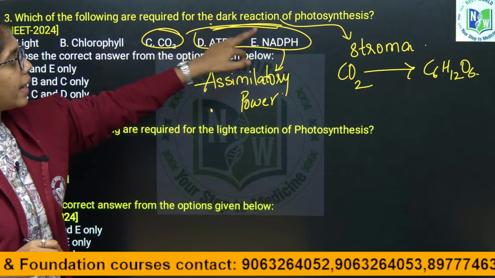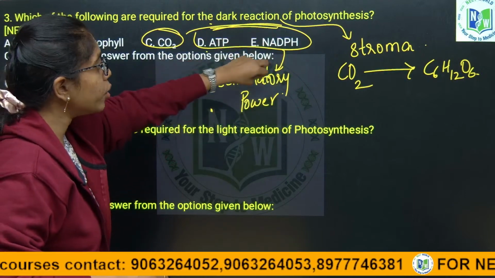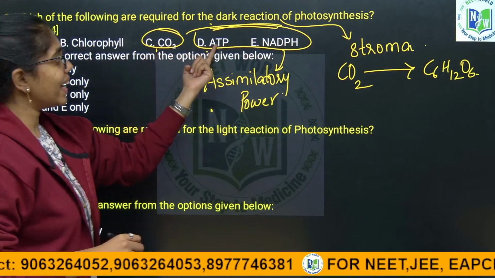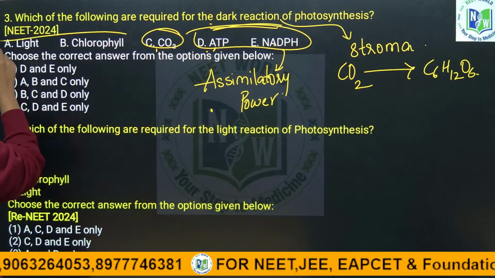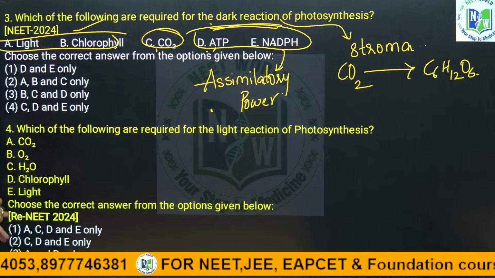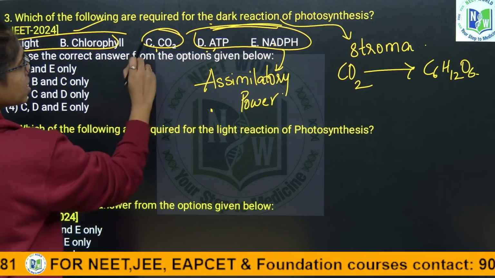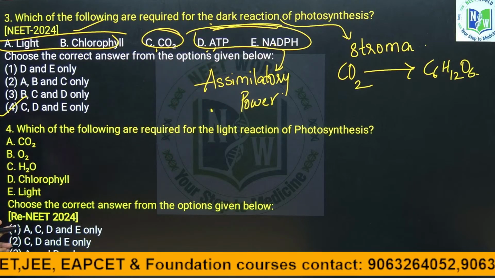Both ATP and NADPH, which are formed as the products of light reactions, are utilized by dark reactions. So, we need carbon dioxide, ATP and NADPH. Chlorophyll and light are not required. These are required for light reactions, not dark reactions. So, what will be our answer here? C, D and E. Option 4 is the correct answer.